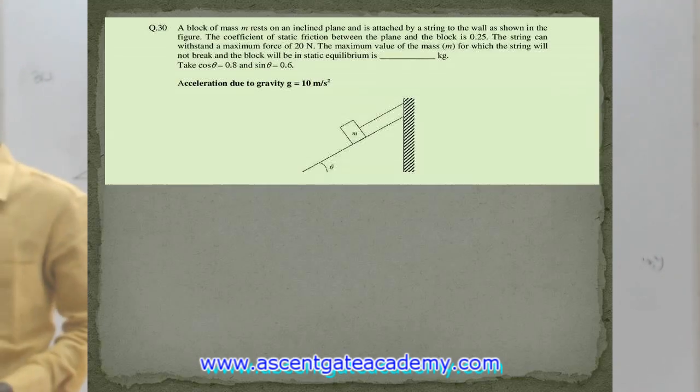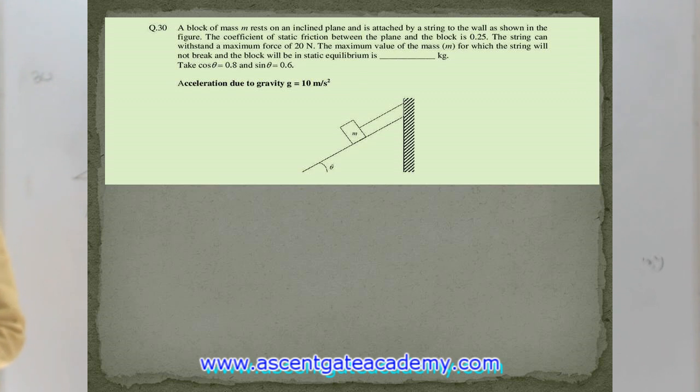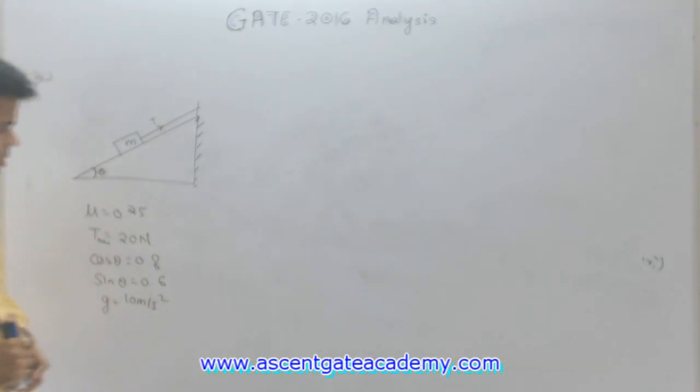A block of mass m rests on an inclined plane and is attached by a string to the wall as shown in figure. The coefficient of static friction between the plane and the block is 0.25. The string can withstand a maximum force of 20 Newton. The maximum value of m for which the string will not break and the block will be in static equilibrium is dash kg. Okay, so we have this question.